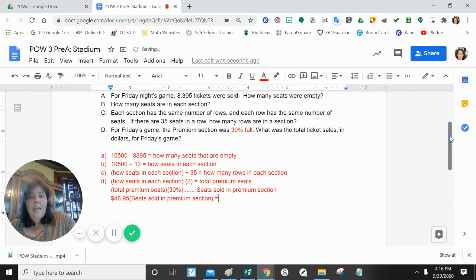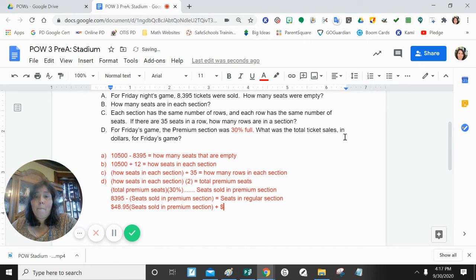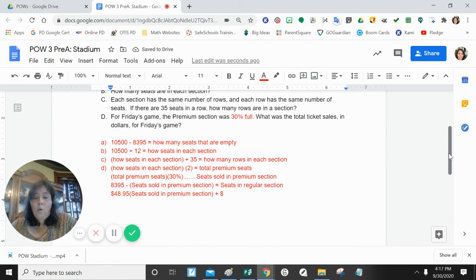And then I can also take that amount and I could subtract it from the number of tickets that were sold, because that will give me the number of regular seats. So once I have the number of seats in the regular section that were sold, I can multiply that by the ticket price, which is $27.95. And I'll take that dollar amount and add it to the price of the tickets in the premium section.